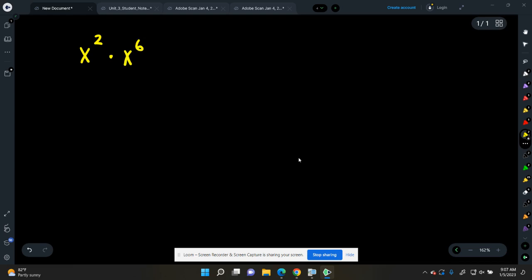Okay, so we learned a couple rules, right? When we are multiplying numbers that have the same base, oh, thank you. Okay, when we have numbers that have the same base and we're multiplying, what do we do with the exponents?